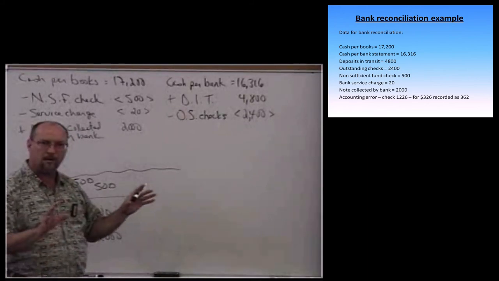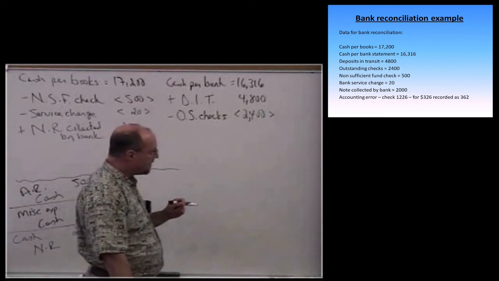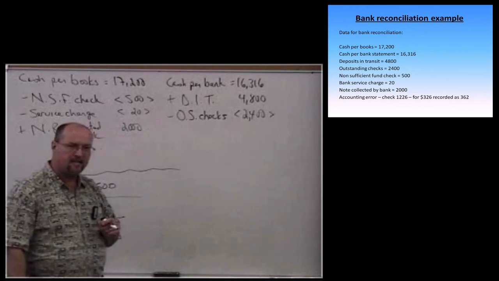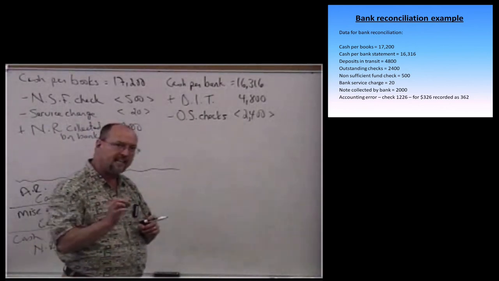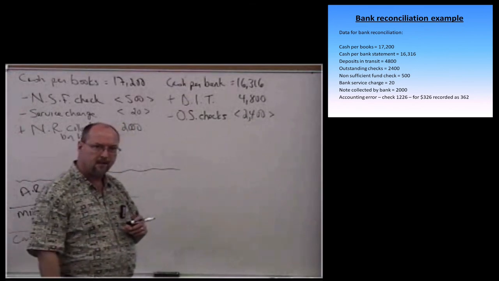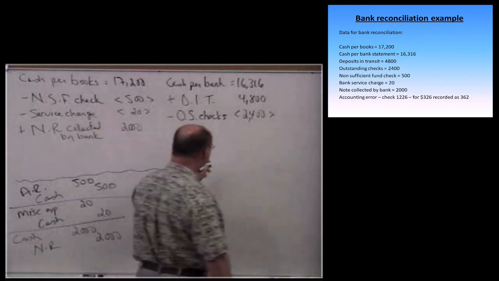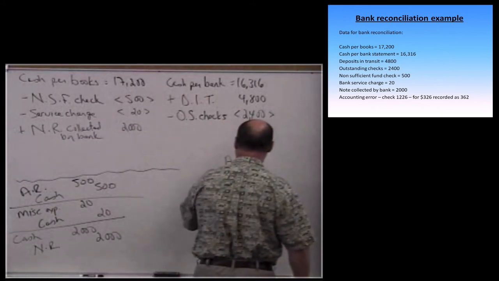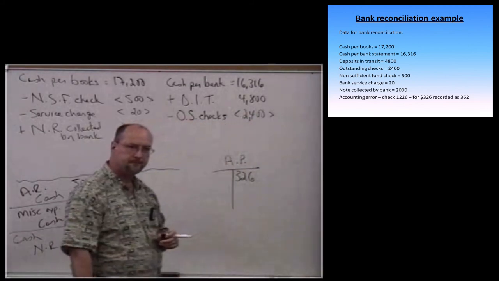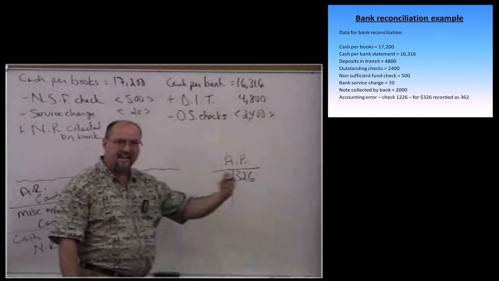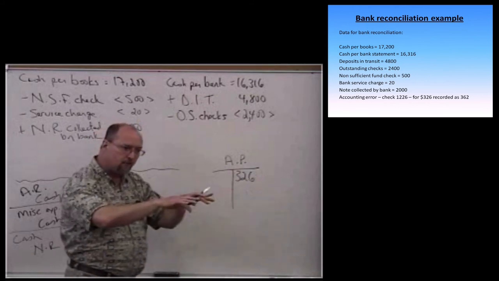Let me just set this one up briefly so you can see what happened. For example, let's just say that we purchased $326 of office supplies on account from Office Depot. So we would have debited supplies, and I'm not going to put the debit to supplies on the board, but I would have credited accounts payable for $326.